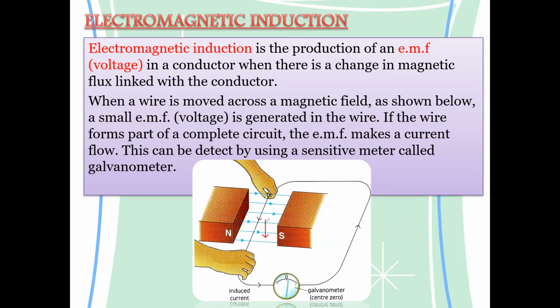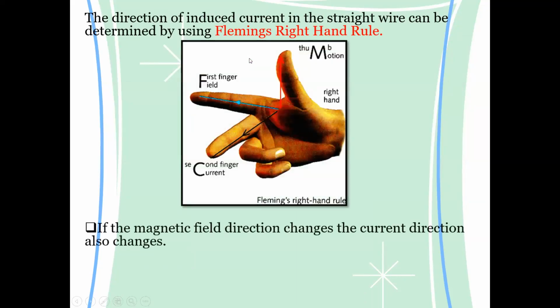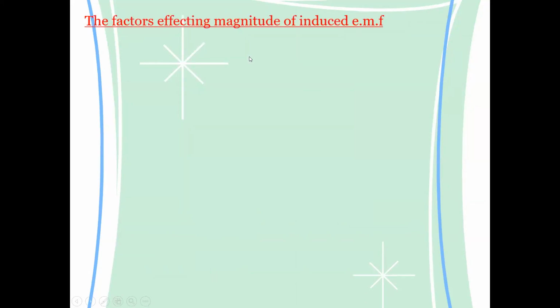And if there is no change in the magnetic field, there will be no induced EMF. So this will be at 0 mark. So if we want to induce an EMF, we should change the magnetic field. And how we can change the magnetic field is by either moving the magnet or the wire.